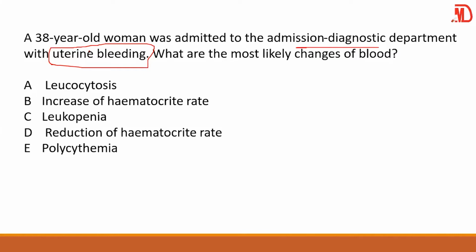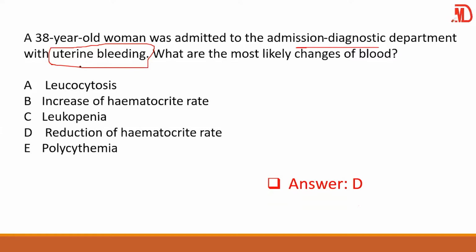And especially the red blood cells, a whole lot of them go out of the body. So the ratio of the volume of the red blood cells to the total volume of blood will be decreased. So here we are looking at a reduction of hematocrit rate. Hematocrit is simply a ratio comparing the volume of red blood cells to the entire blood volume.